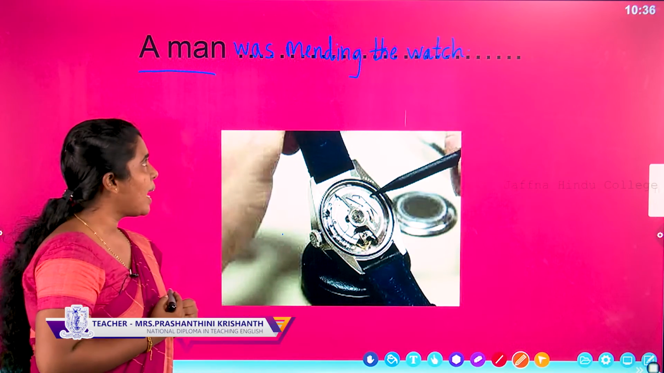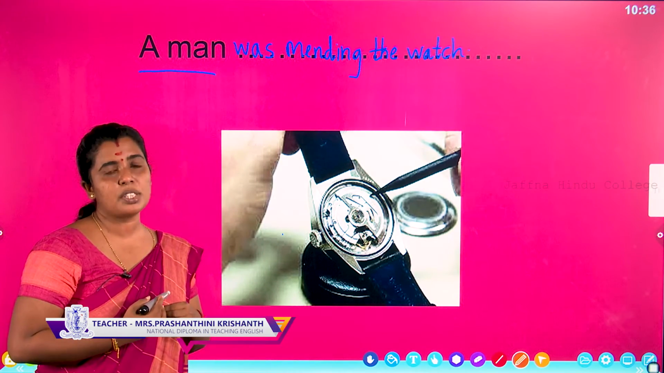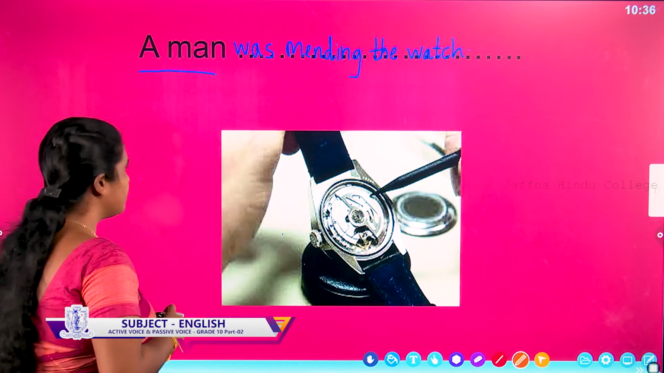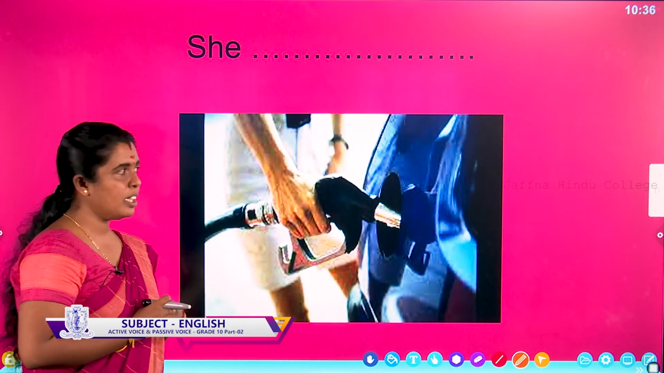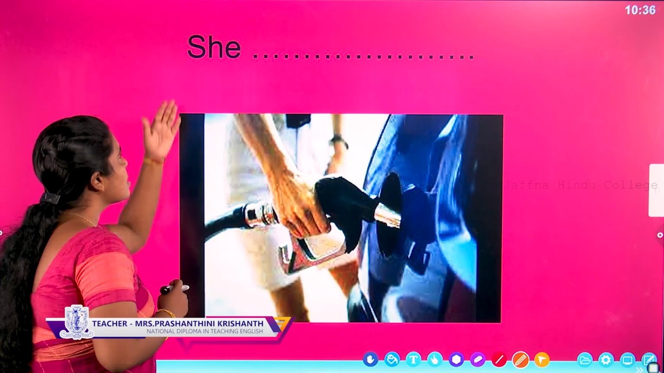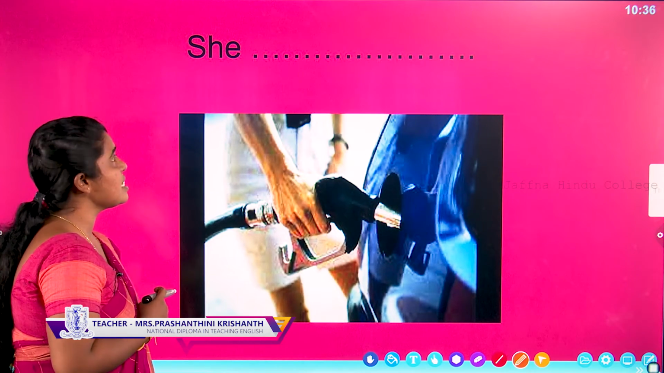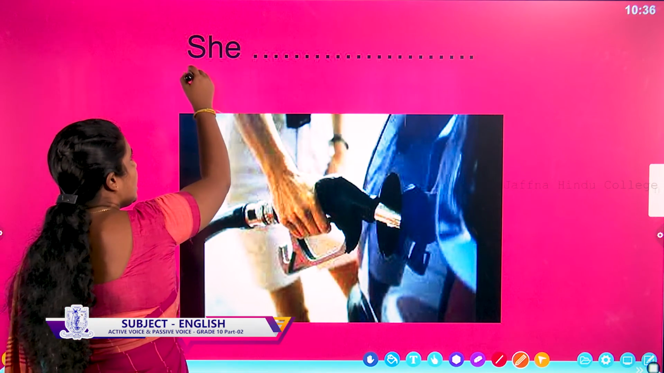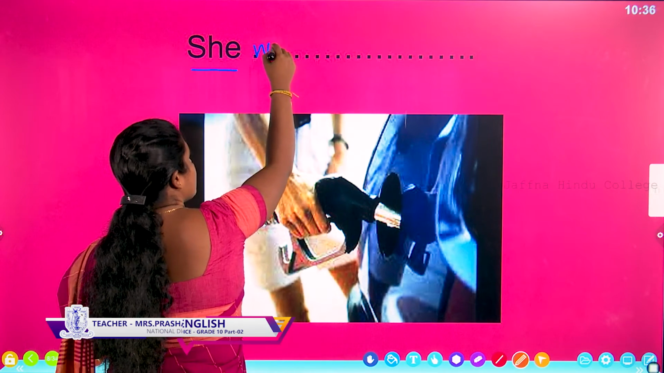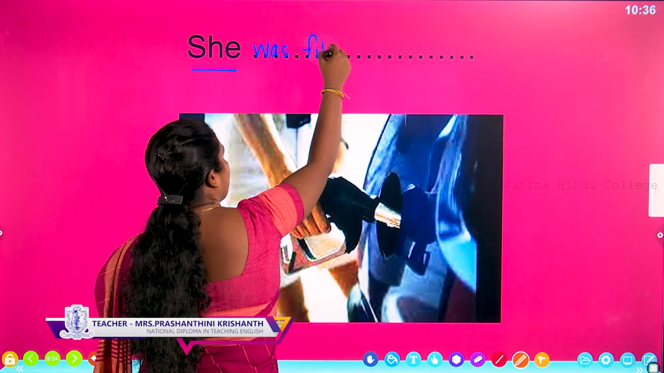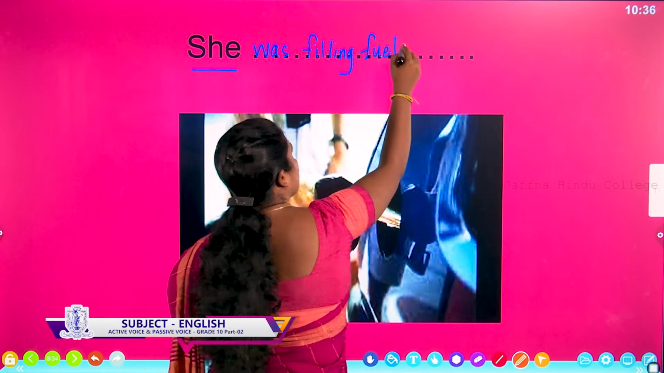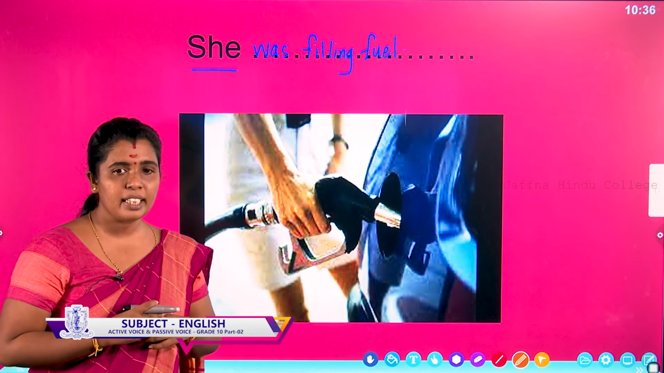Okay? A man was mending the watch. So mending is the verb here. Right. Next one. See this picture. So somebody is filling the fuel. Okay? So they have started the sentence with she. So she, what is the helping verb? Was. She was filling fuel, right? She was filling fuel.